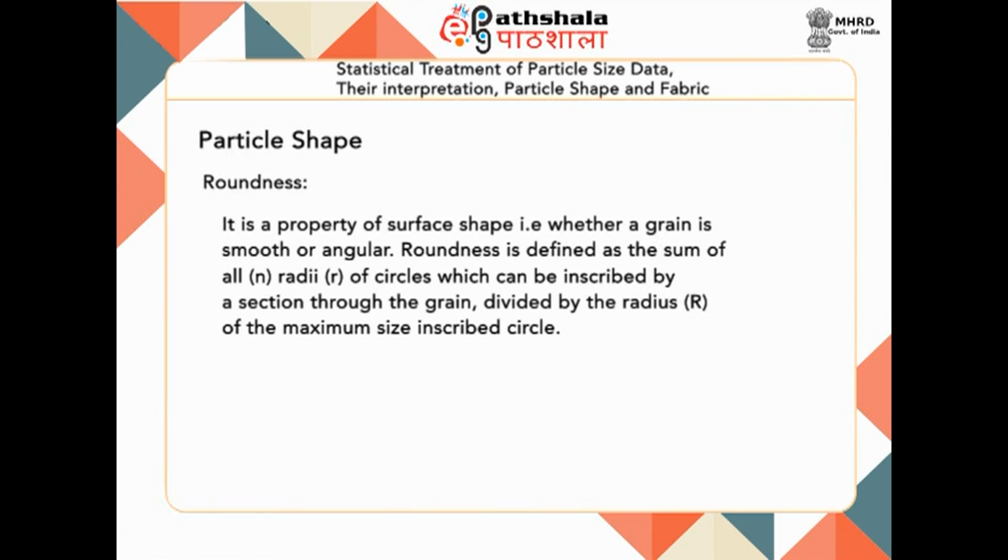Roundness is defined as the sum of all radii of circles which can be inscribed by a section through the grain, divided by the radius of the maximum size inscribed circle. So, roundness is the summation of small r, which are all the small inscribed circles, divided by capital R. As it is difficult to measure in practice, Peterson proposed a visual scale for degree of roundness of sedimentary grains, as shown in the figure below.